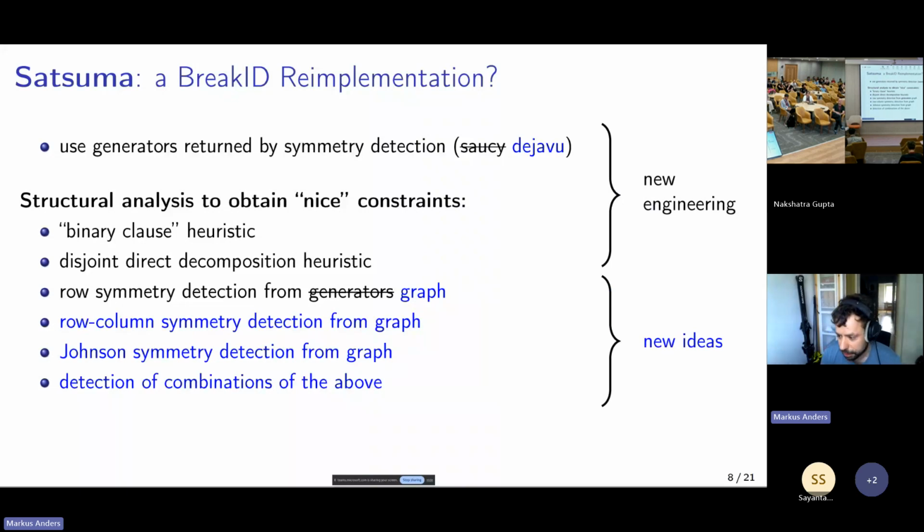And then there is another part, which is new ideas, which is the part that I'm going to talk about in this talk. And this is also the main contribution of the paper. These new ideas are that we will try to detect very specific structures in the symmetries of a formula. So the list here says row symmetry, row column symmetry, Johnson symmetry. These are different kinds of structures that we can find. And this is what I'm going to talk about.